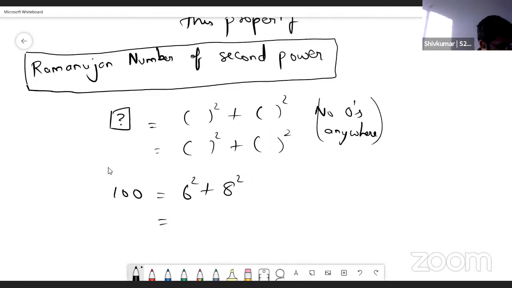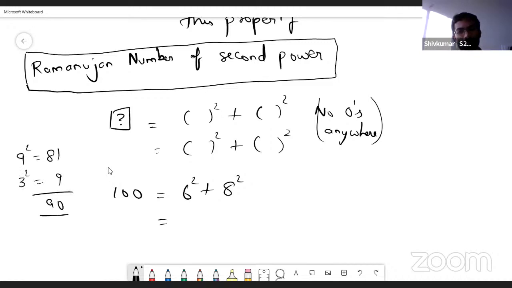Sir, 9 square or 3 square? 9 square and 3 square. But 9 square and 3 square is giving 90, right? Sir, it's coming with 100, sir. Which one? 9 square is 81. What is 3 square? 9. So it's 9.